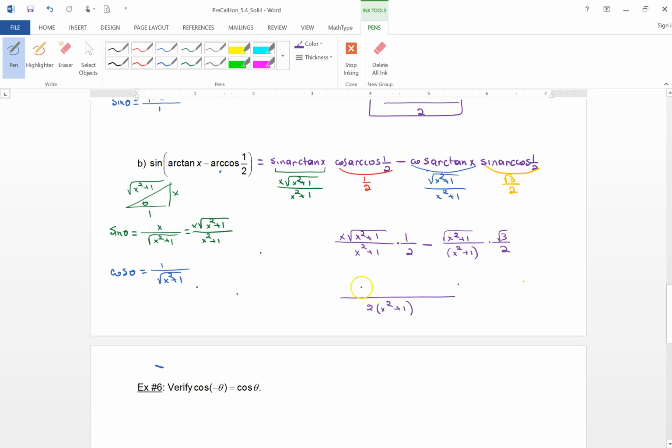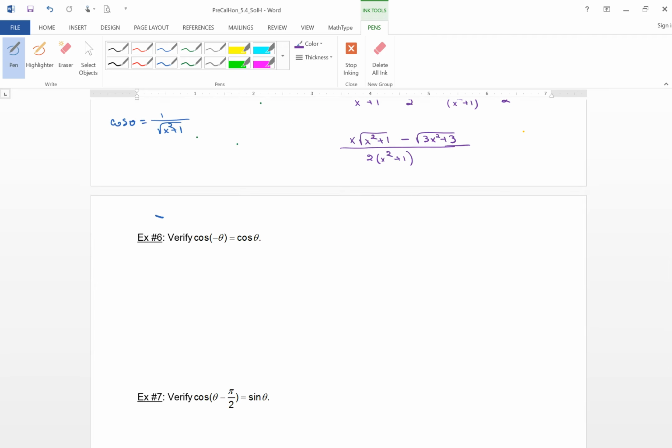So what do I have on top? I have x times x squared plus 1 minus root 3 x squared plus 1. Wouldn't that be root 3x squared plus 3? I think that's the cleanest way of writing it, if we just combine that and write 3x squared plus 3. Is it okay if I put the bottom as 2x squared plus 2? Sure, you just leave it like that. All right, now, do you guys remember this identity?